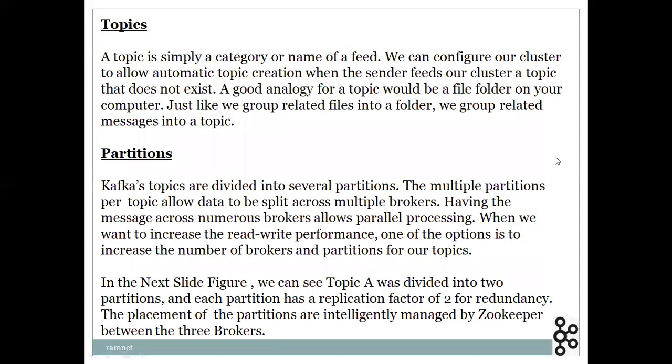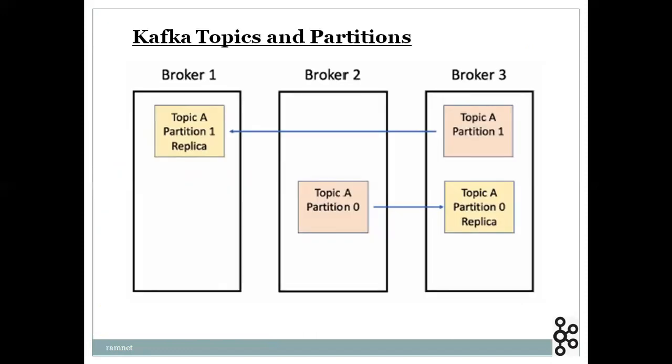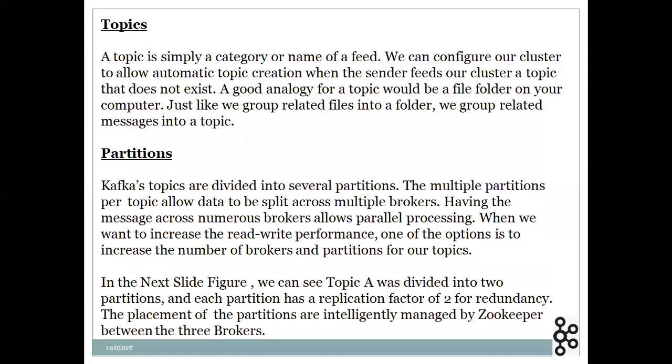We can see a topic A divided into 2 partitions. Each partition has a replication factor of 2 for redundancy. The placement of the partitions is intelligently managed with the Zookeeper between 3 brokers. There are 3 brokers in this. So as per the design considerations, you don't go beyond the 3 brokers. That's what they say. Okay.